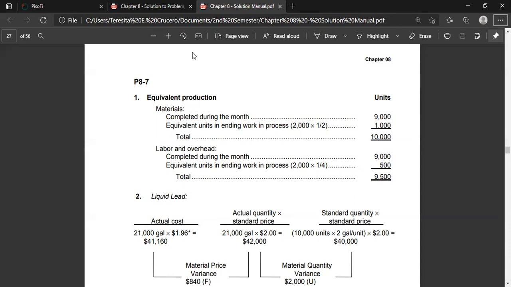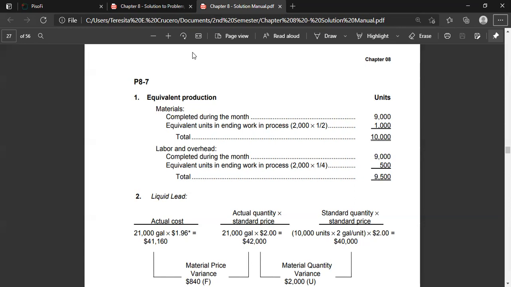$117,000. 1 gallon each of liquid lead and varnish are added at the start of processing. The balance of the materials added when the process is 2/3 complete. Labor and overhead are added evenly throughout the process. There were no units in process at the beginning of the month.